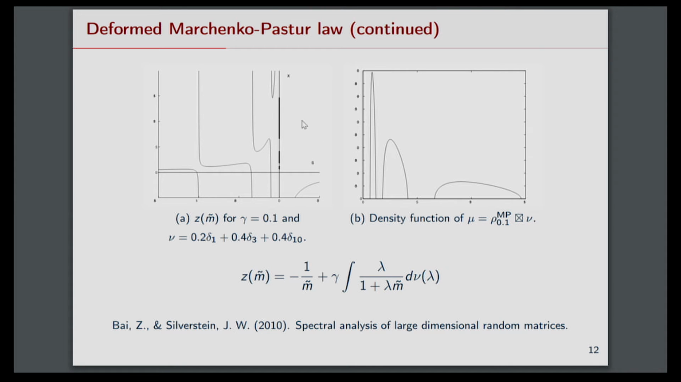Outside this support, the z transform is an increasing function, so the derivative of the z transform is positive in this case. So if you have some outer eigenvalue outside the support, then the derivative of the z transform should be positive. Otherwise, if the derivative is negative, then you will not see any outer eigenvalue here. So this is the transform we will use to locate the spike eigenvalue.